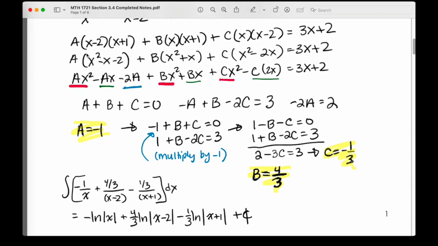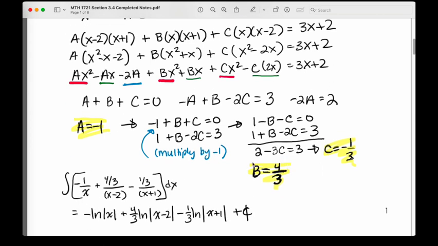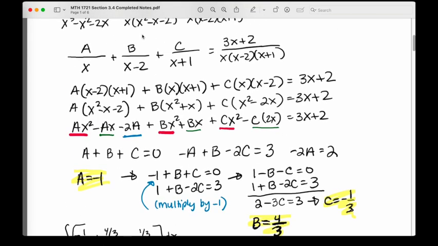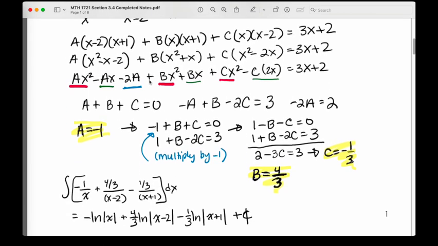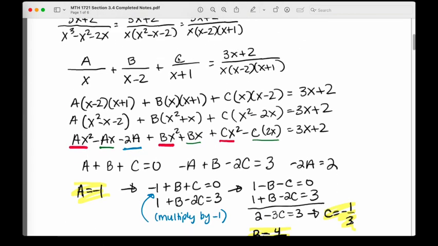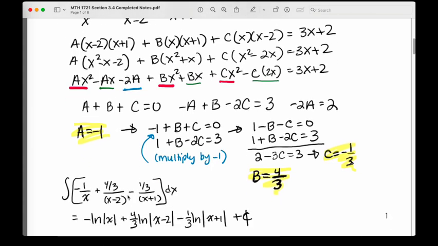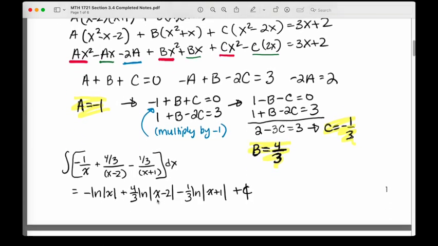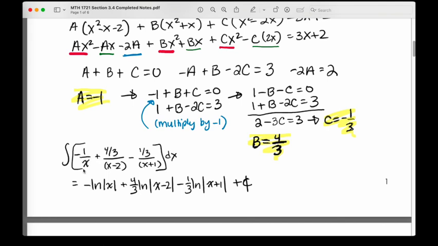So I get negative 1 over x. That's this here. I get that b is 4/3. So I put 4/3 here. 4/3 over x minus 2. And then minus c is negative 1/3. So I put 1/3 up here, negative 1/3. So I get a negative 1/3 over x plus 1 here. Now this is much easier to integrate, and I'm using the natural logs. I'm going to have minus the natural log of x plus 4/3 the natural log of x minus 2 minus 1/3 the natural log of x plus 1 plus our constant.